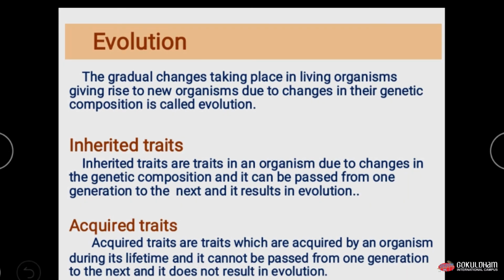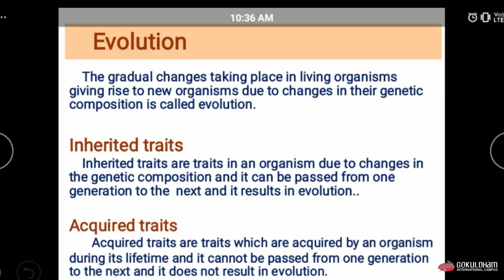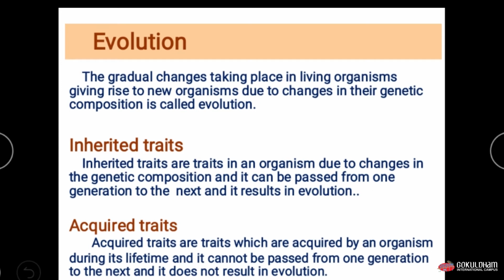Now next is evolution. The gradual change taking place in living organisms that gives rise to new organisms due to change in genetic composition is called evolution. Means ग्रेजुअल चेंज टेक प्लेस इन लिविंग ऑर्गेनिज्म, मतलब लिविंग ऑर्गेनिज्म में जो चेंजेस होते हैं टाइम टू टाइम, उसकी वजह से नए ऑर्गेनिज्म और नई स्पीसीज प्रोड्यूस होती हैं ड्यू टू जेनेटिक चेंज इन जेनेटिक कंपोजिशन. दिस प्रोसेस नोन एज इवोल्यूशन.